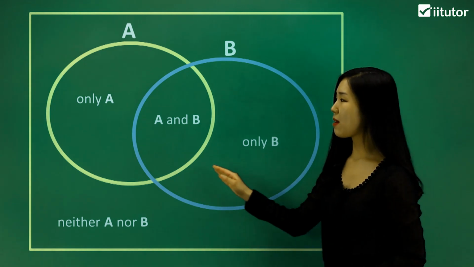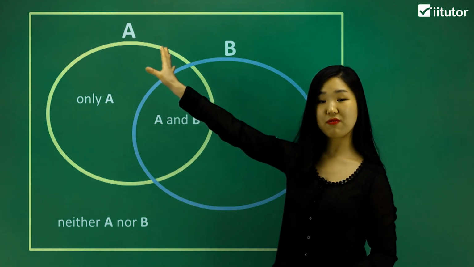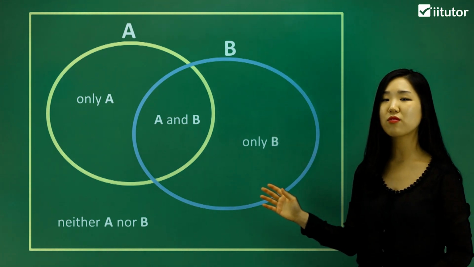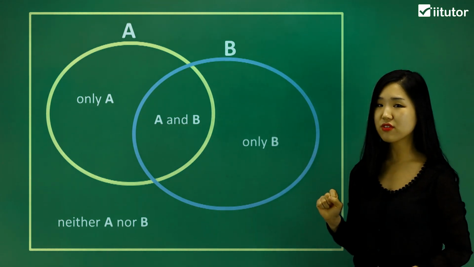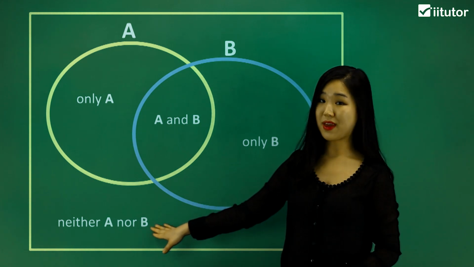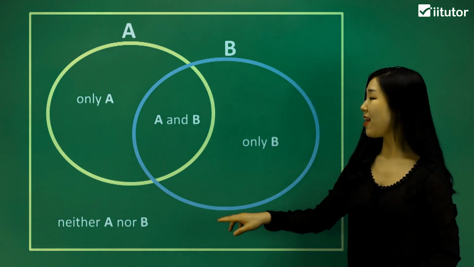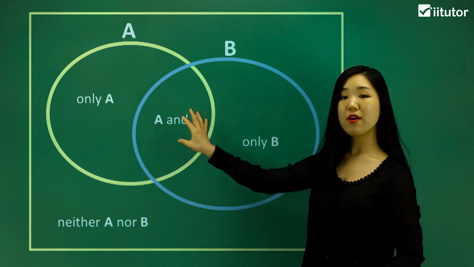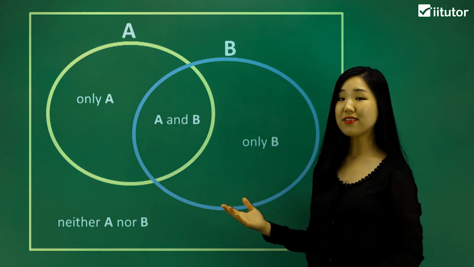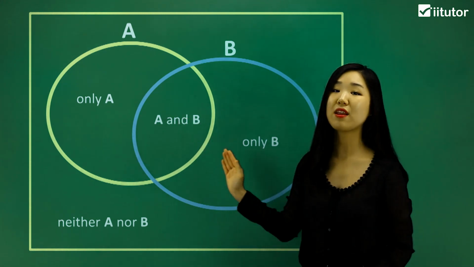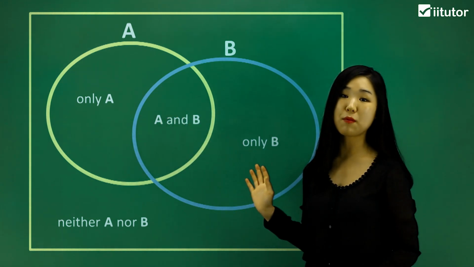So I'm going to label this circle event A, and this circle, the blue one, event B. So if it doesn't go inside any of those circles, it means neither A or B, nothing. So we put it outside the circles, but still inside the box. Now you can see the circles overlap. So this is the overlapping part, which means this part represents both A and B. It satisfies A and B, so these are the parts that satisfy both.